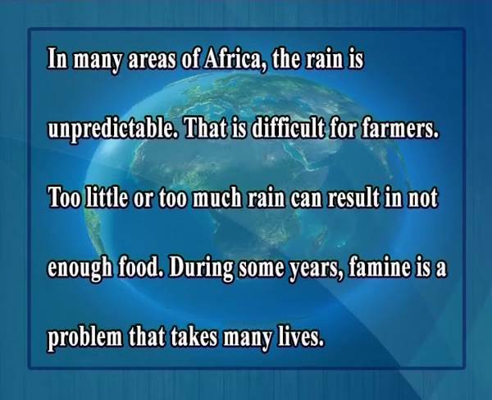In many areas of Africa, the rain is unpredictable. That is difficult for farmers. Too little or too much rain can result in not enough food. During some years, famine is a problem that takes many lives.